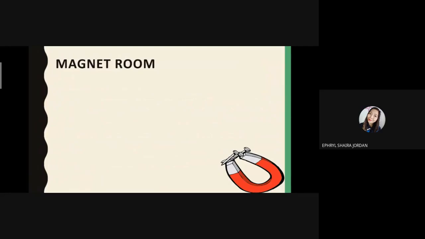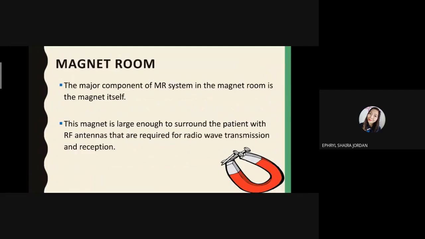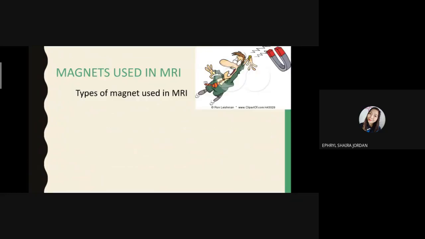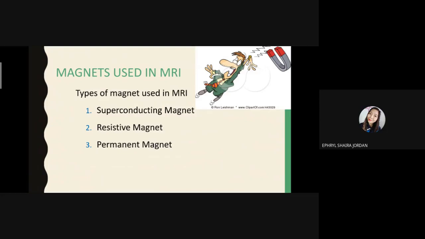The magnet room. The major component of the MR system in the magnet room is the magnet itself. This magnet is large enough to surround the patient with RF antennas, or radio frequency antennas, that are required for radio wave transmission and reception. What are the magnets used in MRI? The types of magnet used in MRI are the following: superconducting magnet, resistive magnet, and the permanent magnet.